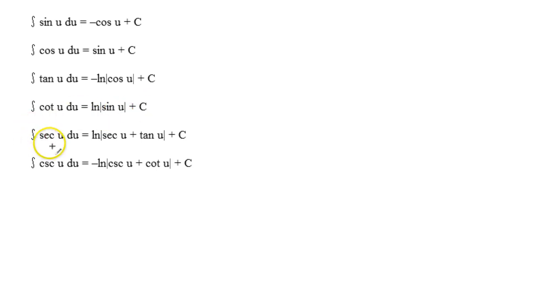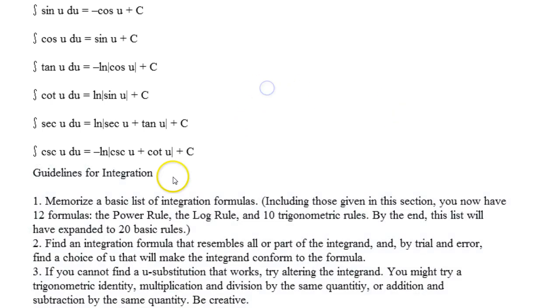The integral of secant u du is going to be the natural log of the absolute value of secant u plus tangent u, plus c. And finally, the integral of cosecant of u du is going to be the negative of the natural log of the absolute value of cosecant u plus cotangent u. We won't get too much into examples for these ones, but I do want to give you some guidelines for integration.